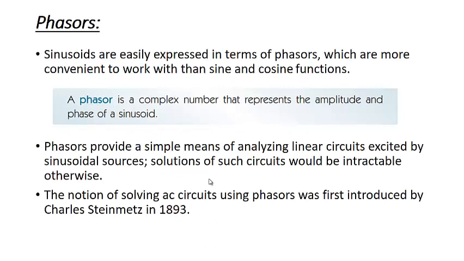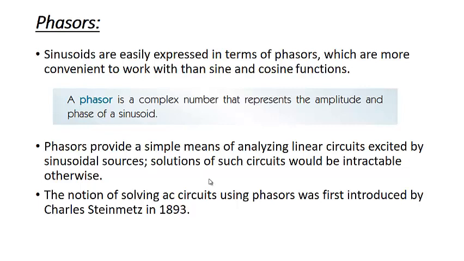So now let us come to the phasors. Actually, these phasors are derived from their sinusoids and they are very simple as compared to the sinusoids. Sinusoids are easily expressed in terms of phasors, which are more convenient to work with than sine or cosine functions. So here, actually, we are dropping the sine and cosine function. We are directly taking only some information from the signal, not all the information.